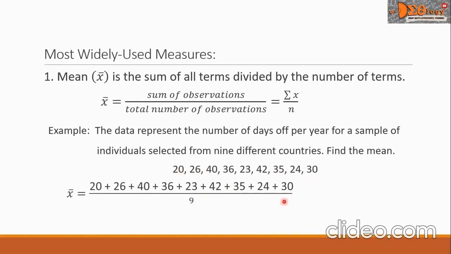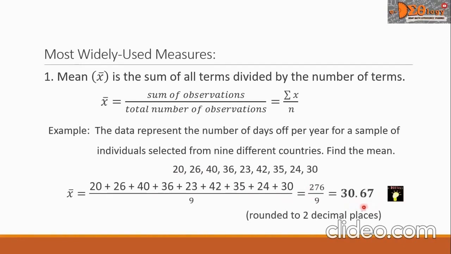Using our calculator, the numerator will be 276 over the same number 9 in the denominator, and simplifying this, we have 30.67, and this is rounded to 2 decimal places. This is our final answer.